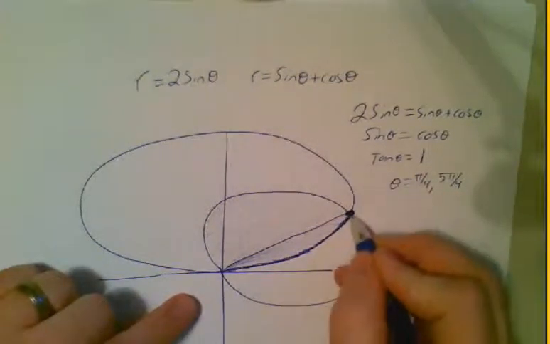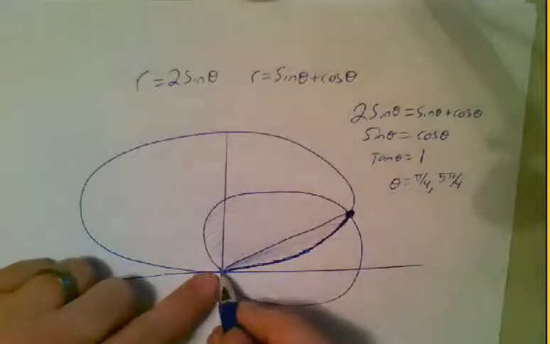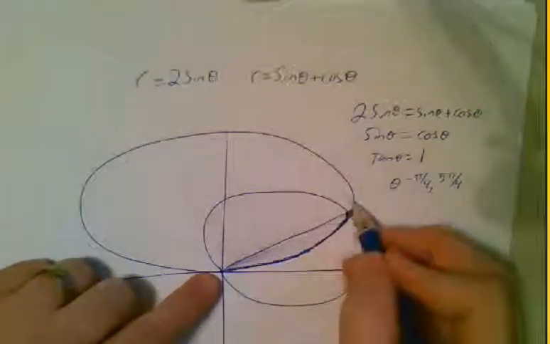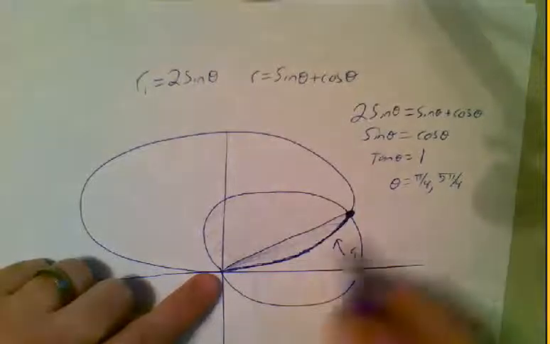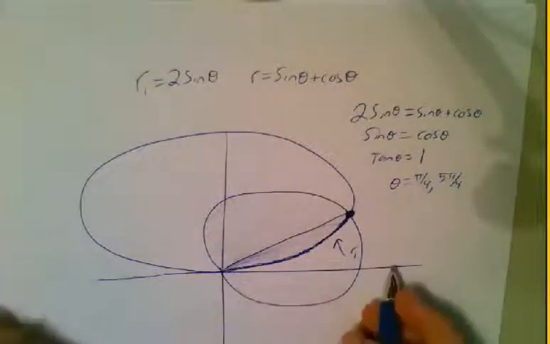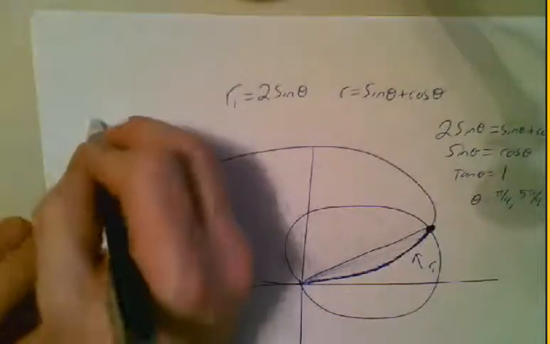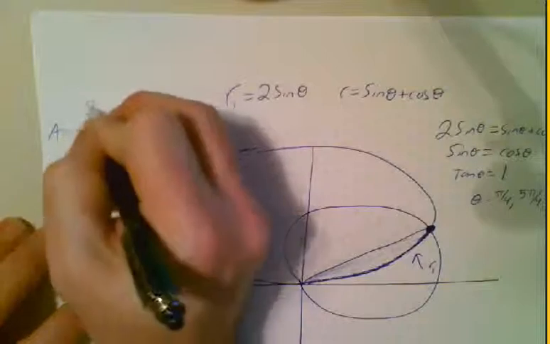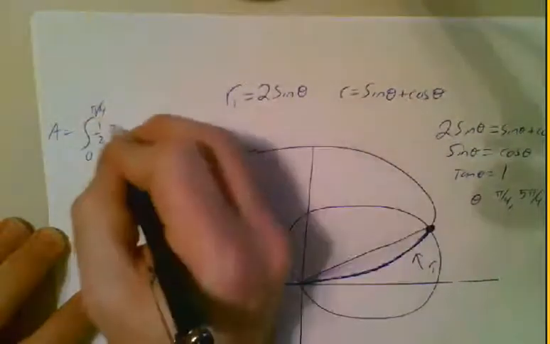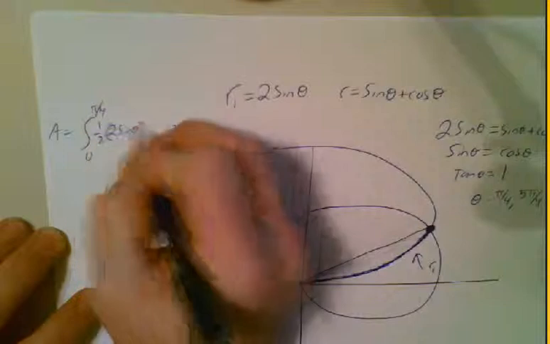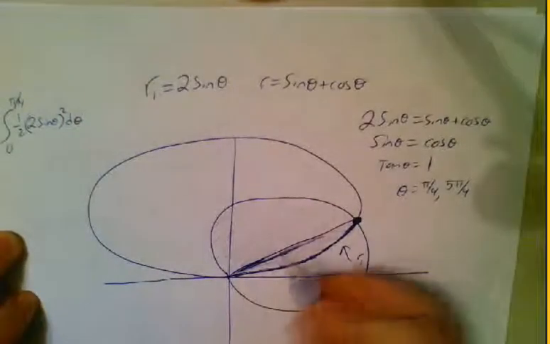So the first time that happened would be here. Okay, so pi over 4. So from 0 to pi over 4, this curve, which I'll call R1, is what I need. So the first part of my integral is going to be, the area is going to be from 0 to pi over 4, 1/2 (2 sine theta) squared. And that pretty much covers this region right here.